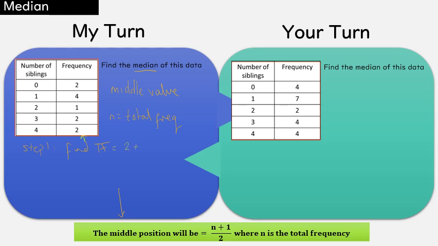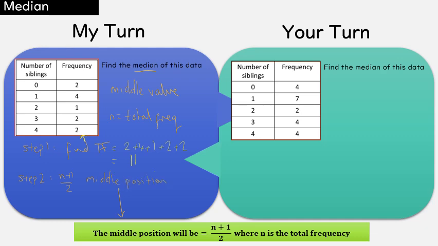So 2 plus 4 plus 1 plus 2 plus 2. I've taken every value of frequency, added together. I should get 6, 7, 8, 9, 10, 11. I've then got to put that into the formula to find the middle position. So step 2 is use this here to find the middle position.